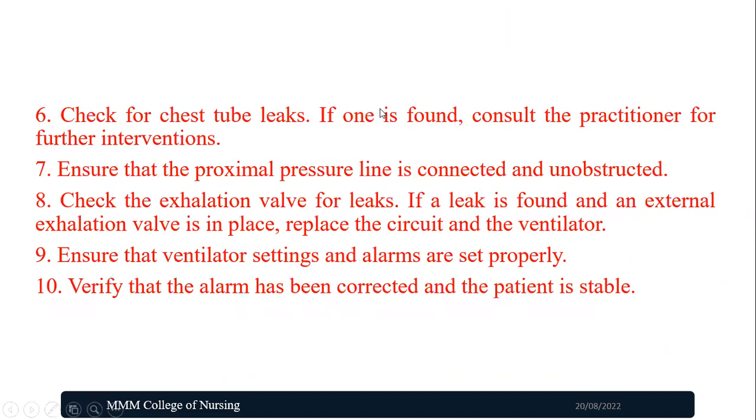If the patient is on chest tube, again check or consult with the intensivist. And also ensure that the proximal pressure line is connected and unobstructed. And check the exhalation valve for leak. If again valve leak is found, an external exhalation valve is in place, replace the circuit and the ventilator. After all, check the ventilator setting and alarms, make sure the patient is stable.